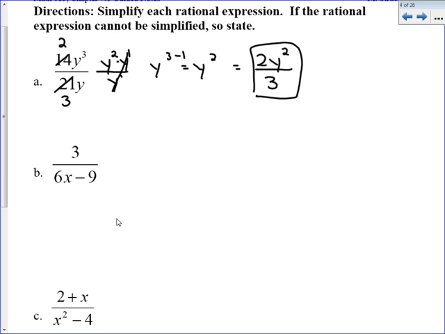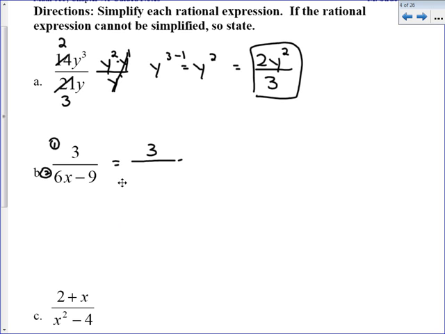Now for B, the common mistake, the thing you probably want to do, is work with the 3 and the 9 and just leave the 6x where it is. But you can't cancel terms. You can't cancel individual terms. We need to cancel factors. So what we want to do is factor the numerator if you can, factor the denominator if you can. The numerator 3, there's nothing I can do to factor 3, but how can I factor 6x minus 9? What do you say, Tiffany? Factor out a 3. GCF.